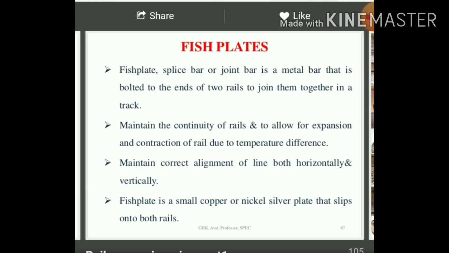So to provide facility for this contraction and expansion, at the place where we are providing fish plates to join two rails, we can provide some convenient measures. So we use fish plates to maintain the continuity of rails and to allow for expansion and contraction of rail due to temperature difference. They also maintain correct alignment of the line both horizontally and vertically. A fish plate is a small copper or nickel silver plate that slips onto both rails.